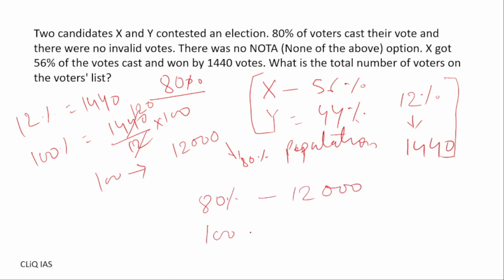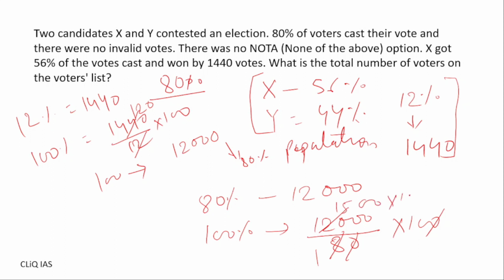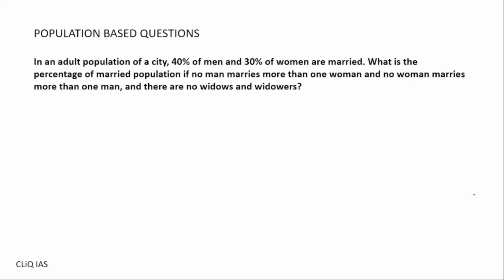Then 100% will be, now this will be what? The population: 12,000 by 80 into 100. A 0 will cancel this. 8 ones are 8 and 15. Then these 2 zeros into 10. So 15 into 10 equals 15k. Okay, easy peasy. Let's move to the next question.